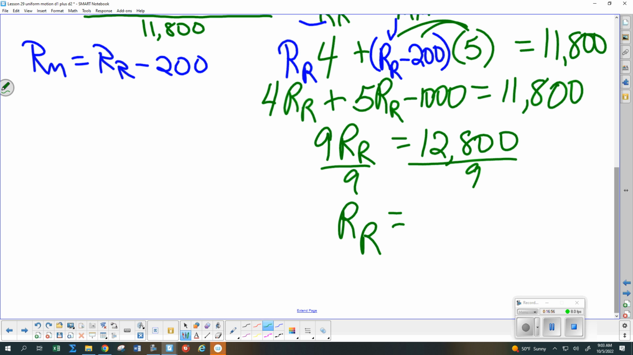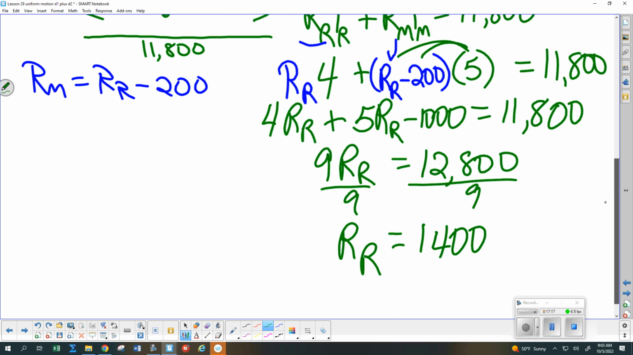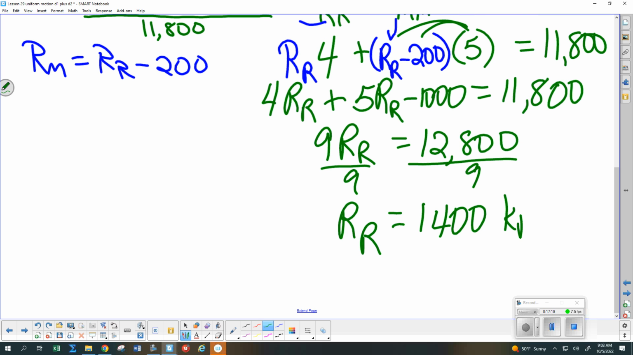Anybody else, just as a double check, getting 1,400? Help me out here. Somebody else either divide it by hand or calculator. Let's make sure we get this right. Is it 1,400? Okay, seeing some other thumbs up. So 1,400, and my units are kilometers per hour. And so this was kilometers per hour for Rocket Man.